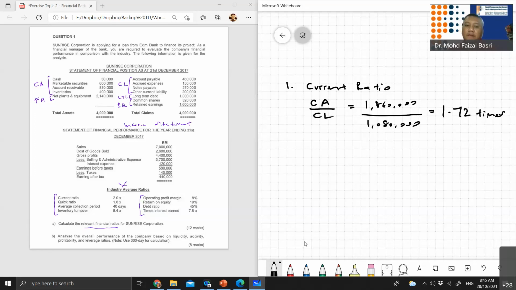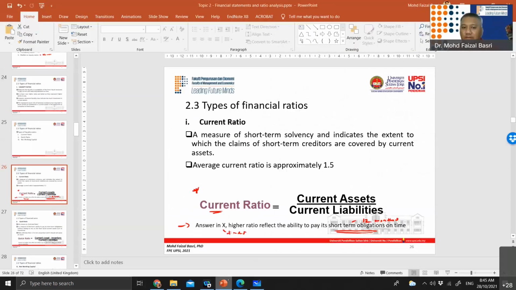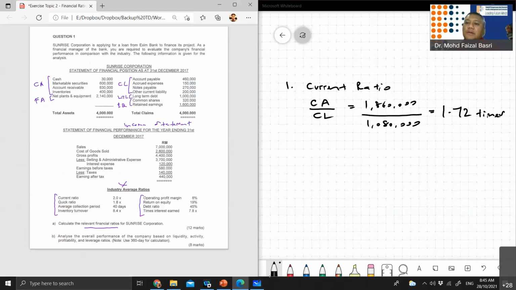Okay, remember, every ratio indicates the answer in what? Either in times or in percentage. Every ratio will indicate this at the bottom here. So in our case, for current ratio, the answer is in times. So it's 1.72 times.